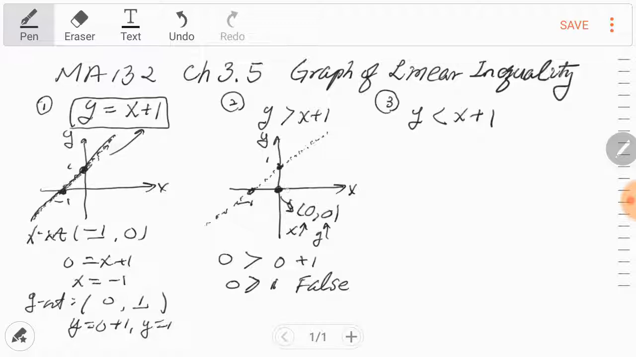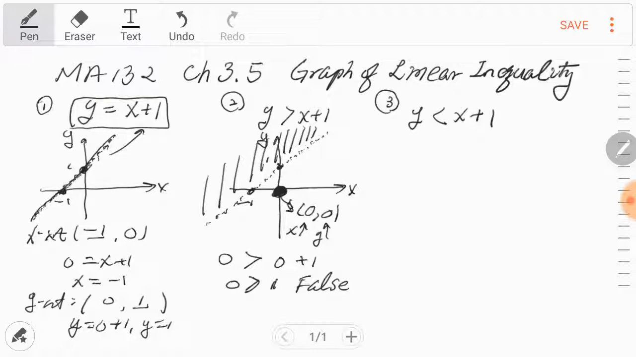So the solution does not contain the origin. The area below the line is not a solution. Then the solution is the other side. Since it is greater than, the area above the line is the solution.